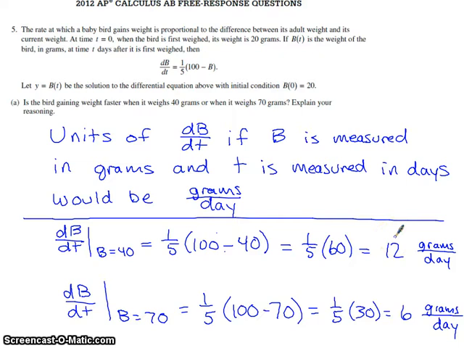And when you evaluate that, you get 12 grams, excuse me, 12 grams per day. The units of this would be grams per day, because the units of b are grams, and the units of t are days. So the units of this rate are going to be grams over days, or grams per day. And then at 70, if you evaluate this rate of change there, you end up with 6 grams per day for the rate of change of the weight of the bird. And that tells us that the bird is obviously gaining weight faster when it weighs 40 grams as opposed to when it weighs 70 grams.